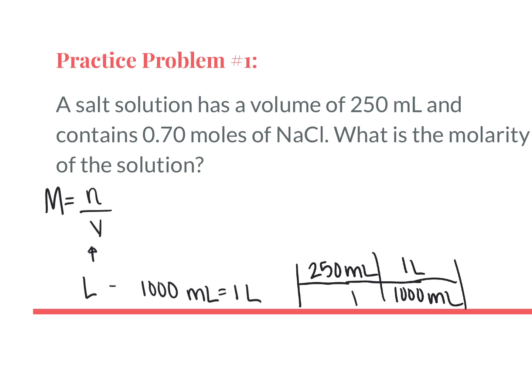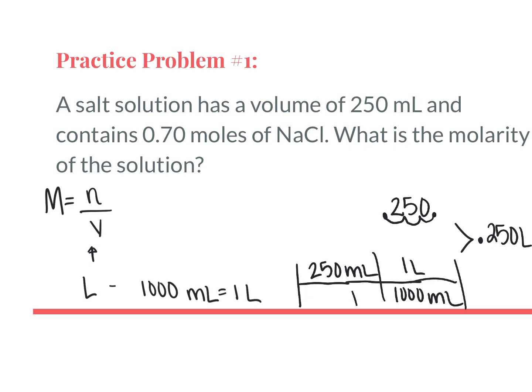There's another option, which is just moving the decimal place. If there's no decimal written, where is it implied to be? If you want to divide by 1,000, how many places do you move the decimal? 3. Which direction? 1, 2, 3. It doesn't matter which technique you use. You can divide by 1,000 in your calculator, or you can move it 3 to the left. Either way, what's the volume in liters? You have to get to 0.25 liters.